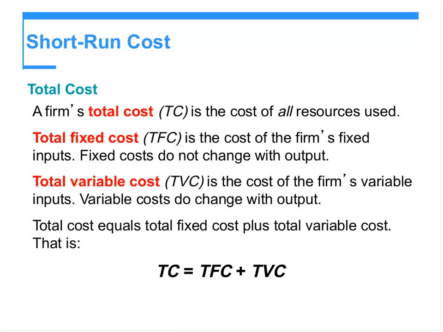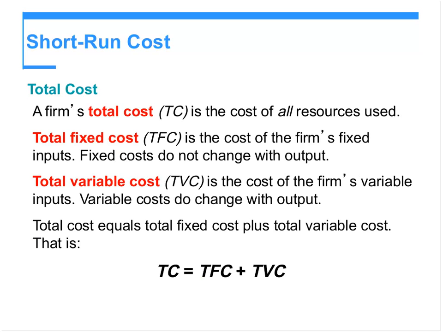A firm's total cost, which we show with TC, is the cost of all resources used. Total fixed cost, which we show with TFC, is the cost of the firm's fixed input. Fixed costs do not change with output. For example, the amount that you pay for the plant itself, the land, the machinery, and so on won't change as you increase the number, because you have to buy all of those things in one shot. So as you are increasing your production, you don't change the fixed cost.